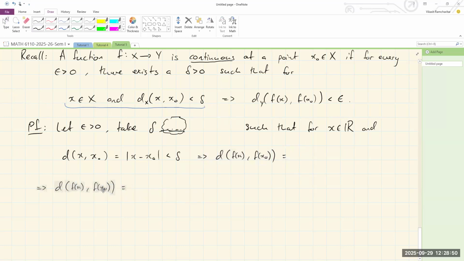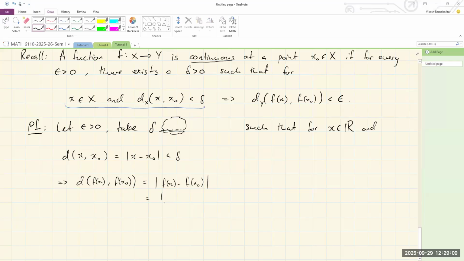I'll move this to a new line to get some space. Okay. So this is modulus of f of x minus f of x0. Now I know what f is. f was x squared. I know what the function is, so I could plug that in here. So this is equal to modulus of x squared minus x0 squared.